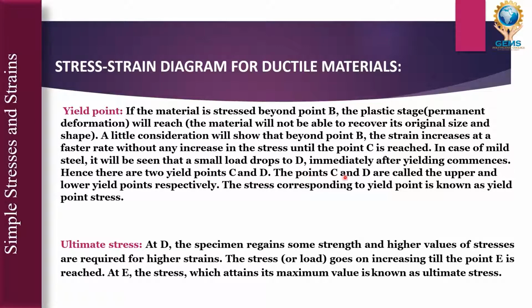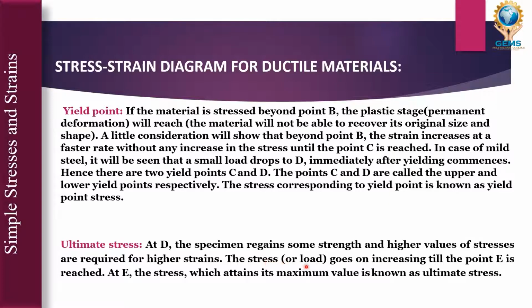The points C and D are called the upper and lower yield point respectively. The stress corresponding to yield point is known as yield point stress. Understand? This is point C. If you will see the point D, that is called as ultimate stress. At D, the specimen regains some strength, and higher values of stresses are required for higher strain.